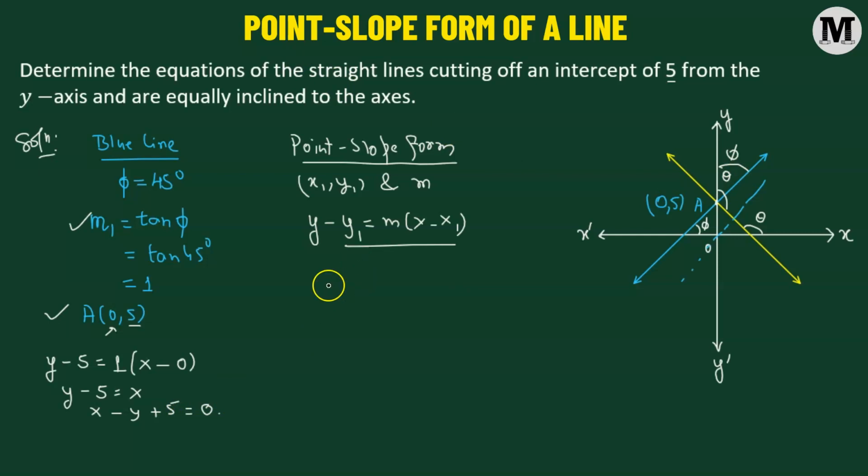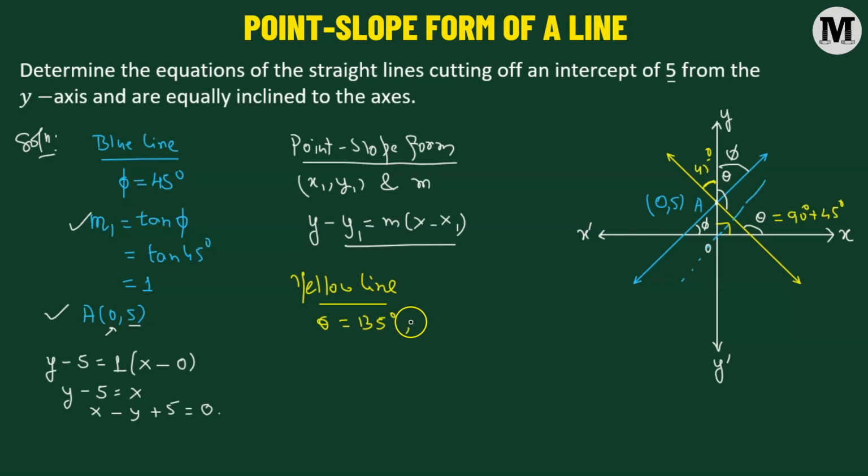Now we'll come to the yellow line. The next task will be to obtain the angle that this line makes with the x-axis. In this case, this angle is going to be 90 degrees plus 45 degrees. The reasoning behind this is similar logic. We can say this angle is 45 degrees and the angle between the two axes is 90 degrees. So 90 degrees added to 45 degrees gives us the measure of theta. So theta is going to be 135 degrees.